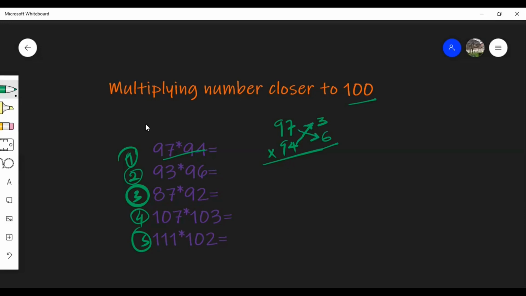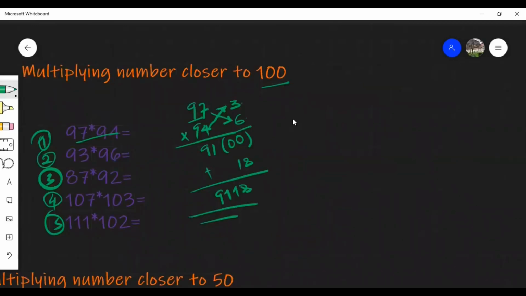So I will decide now. I'm deciding on taking 97 minus 6, which gives me 91. Remember, 91 is in hundreds. And then I want to add the differences. You multiply the differences, that is 3 and 6, which gives you 18. If I add that, it gives me 91, 18. And that becomes my answer. So number 1 is done.